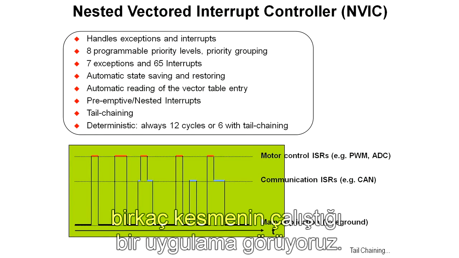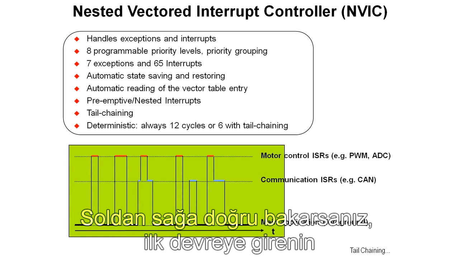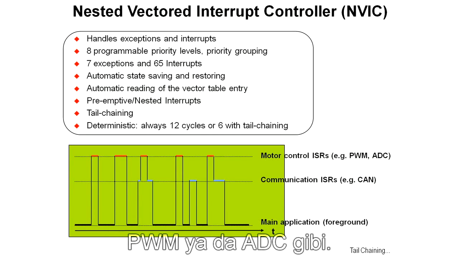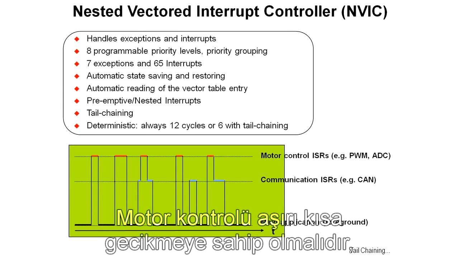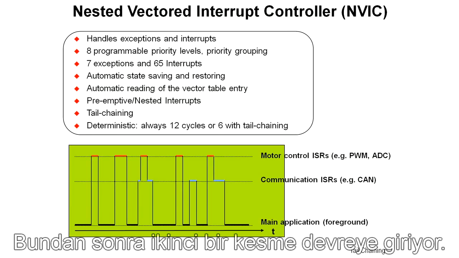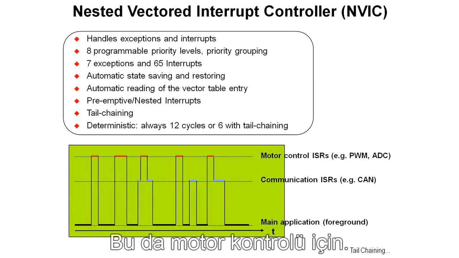So taking a look at the diagram at the bottom, we can see here's a main application with a couple of interrupts going off. If you take a look from the left to the right, the first thing that goes off is motor control interrupt service routines. Something like the PWM, the ADC, something that's handling motor control. Motor control has to be extremely low latency. You can't wait. You must take them. So here comes along a second interrupt. This is a motor control ISR. You can see the second one occurring.